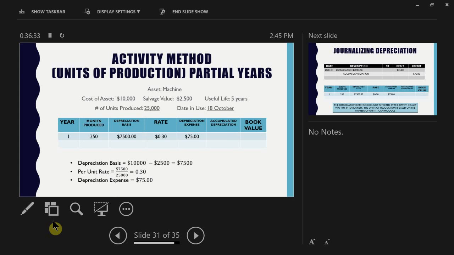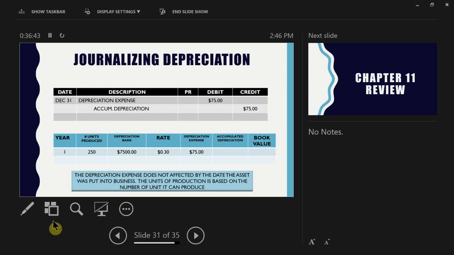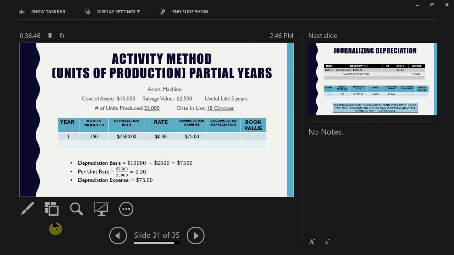Okay, 9,925. That's correct. I don't know if I have the answer for that one, but okay. So it's supposed to be filled in, but yes.